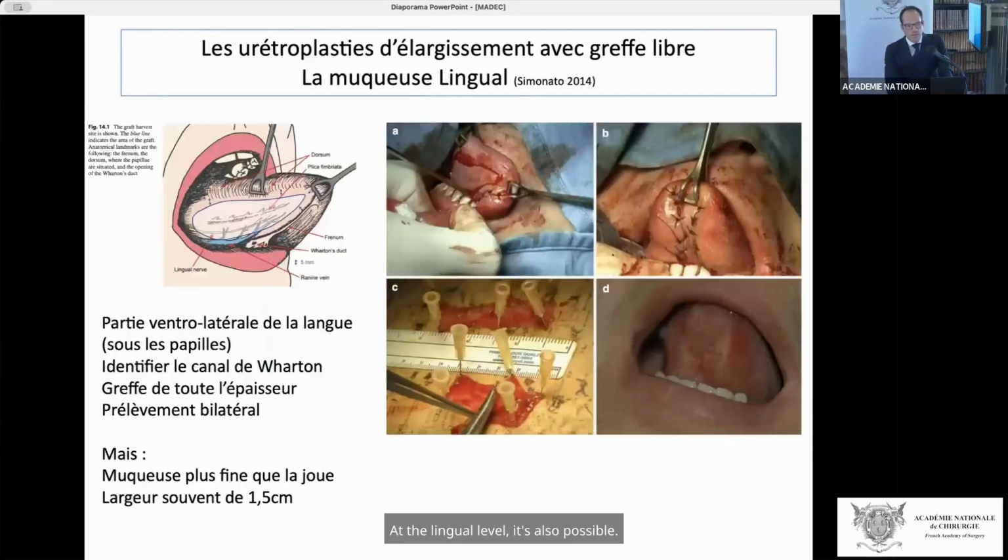At the lingual level, it's also possible. The harvest is a little less wide, the tissue a little thinner, but it's feasible. You just have to properly identify Wharton's duct, but it's also possible. Finally, if we take both cheeks and both sides of the tongue, we still have a lot of length to reconstruct a urethra. We get to about 20 centimeters in length. So in any case, we can perform buccal mucosa urethroplasties, and buccal mucosa urethroplasty redo procedures. It's truly a tissue that is well suited for this reconstruction.